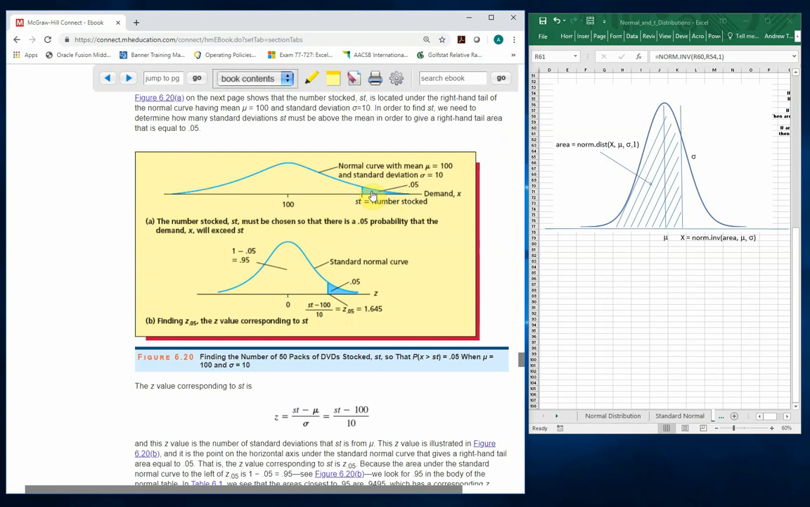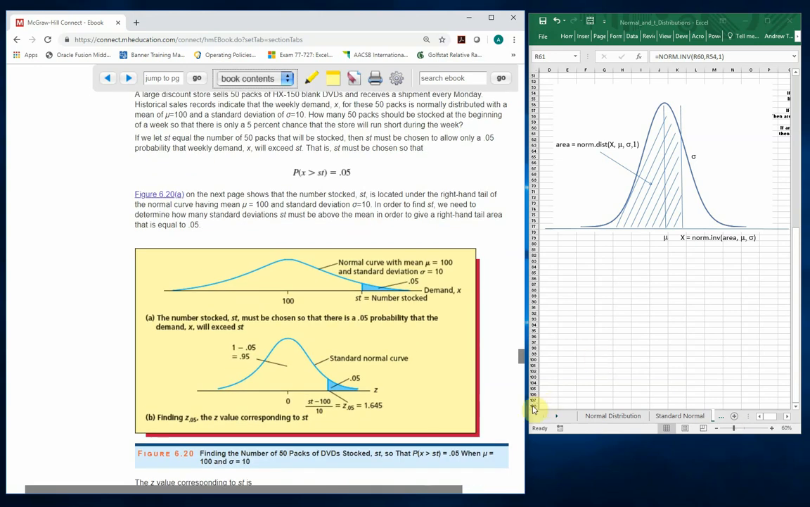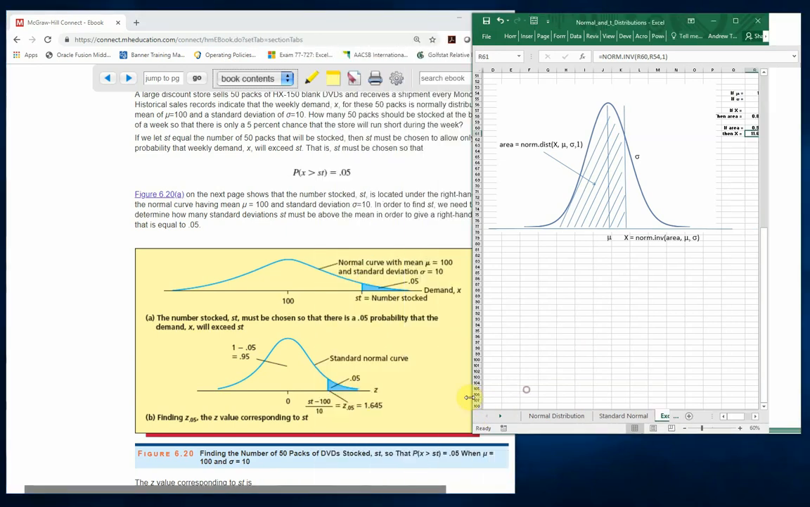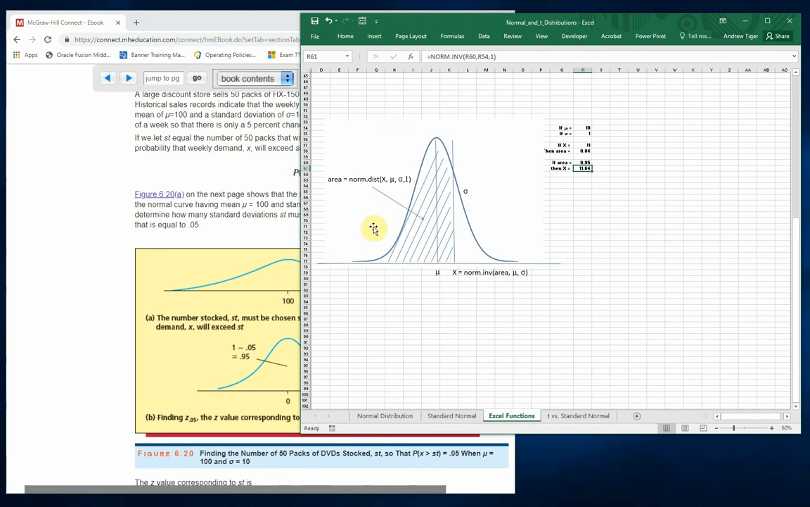Well, we haven't solved that problem yet. We've used the norm dist to come up with these probabilities, but this number is given. This is the opposite. So how do we do that? Well, if I bring this spreadsheet over, there are two formulas that you need for the normal distribution. One is called norm dist, and the norm dist gives you a probability, which is the area to the left, given that you tell it what the x value is, you tell it the mean and the standard deviation, and your last argument is 1.